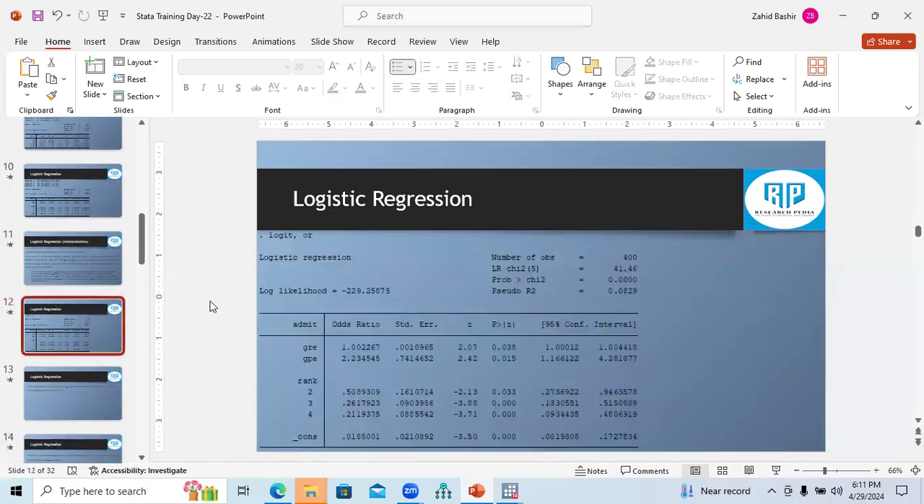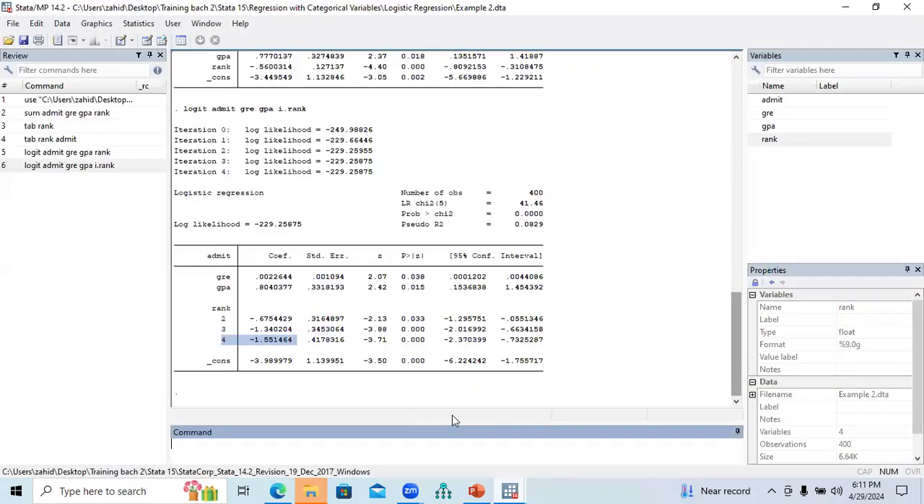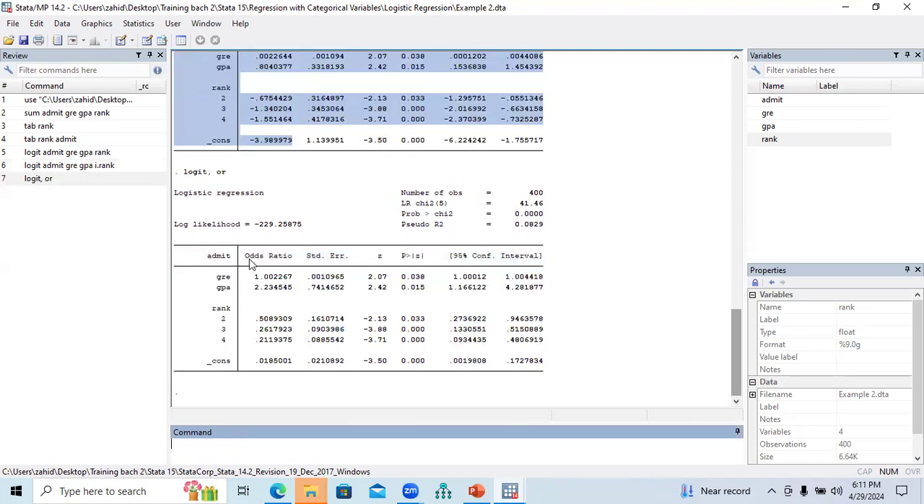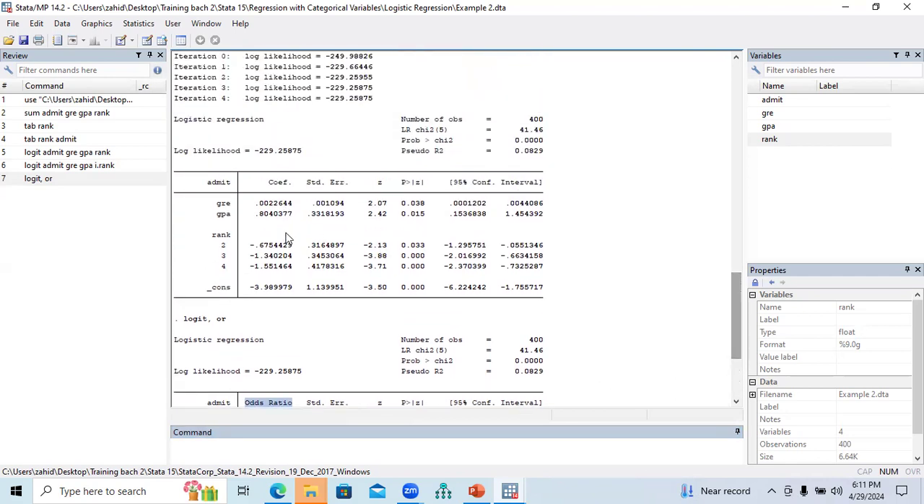The next thing that you need to do is create the odds ratios. After running the logistic regression, you just need to write logit, comma, OR. This will give the odds ratios. These are the coefficients, and you need to create the odds ratios too as a part of logistic regression. Here you will see the odds ratios in place of the coefficient values.